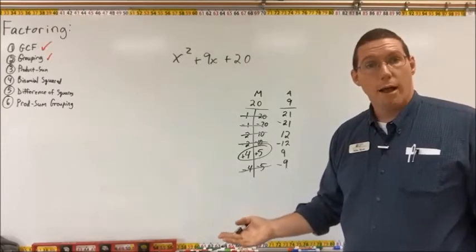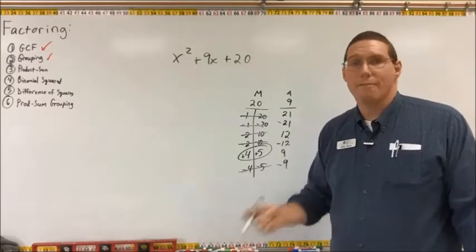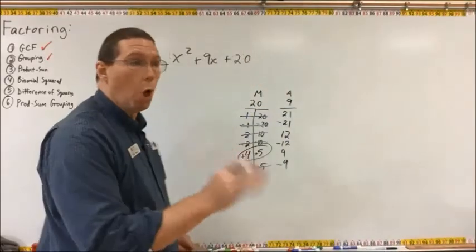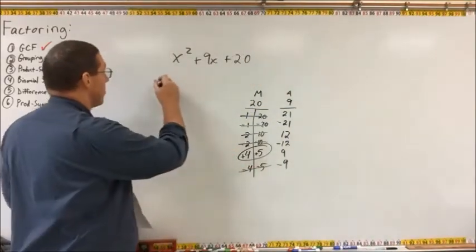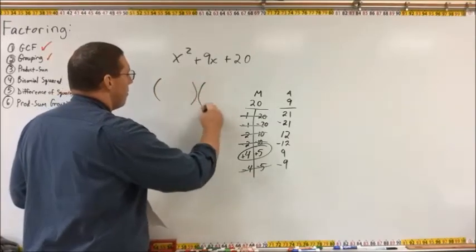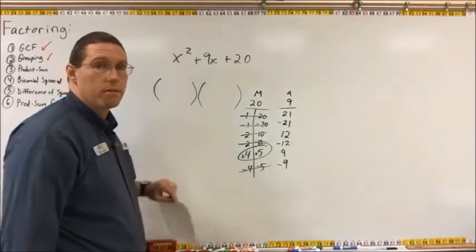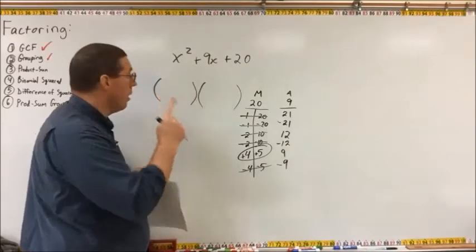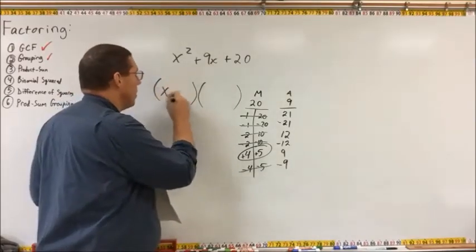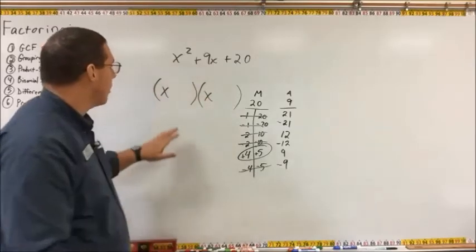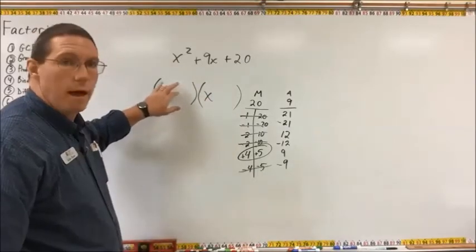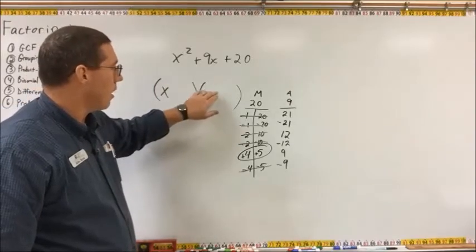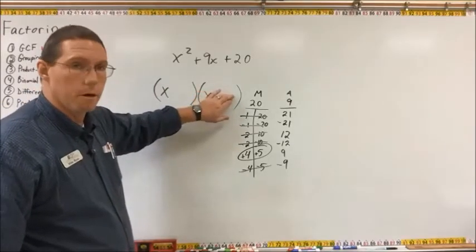Well, Mr. Ryan, what do I do with those numbers now that I have them? Glad you asked that question. Here's what we do. Your answer will always look like this. It will always be a pair of parentheses, and they will always be binomials, two parts, okay? The first part will always be an x. So this is going to be x and then plus or minus a number, and this one is also going to be x and plus or minus a number.